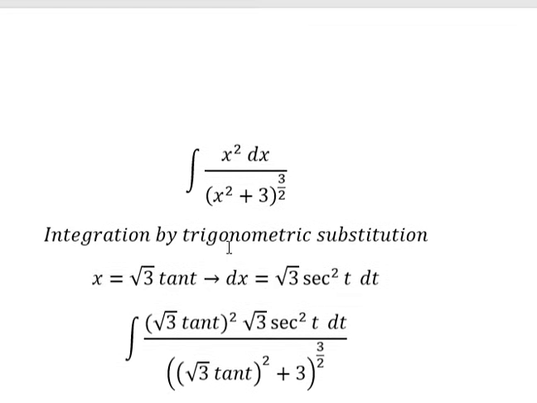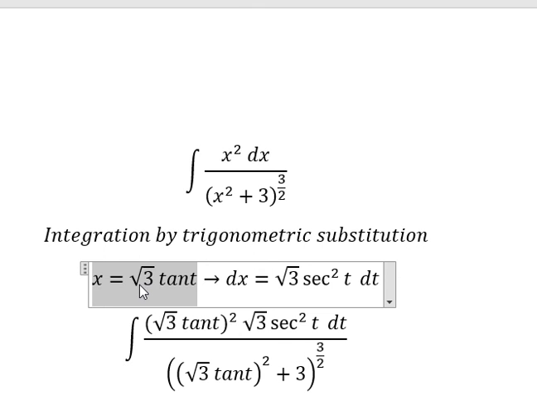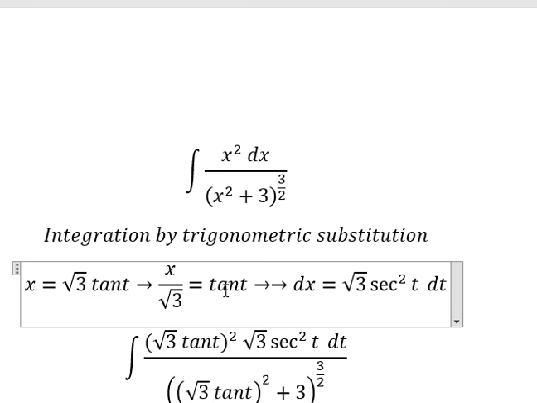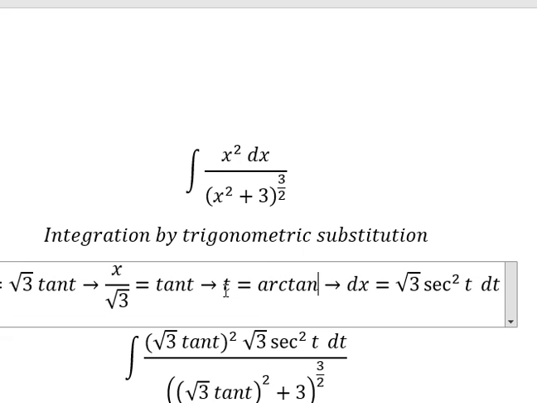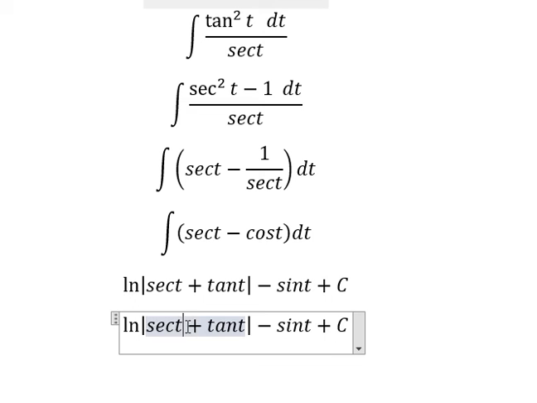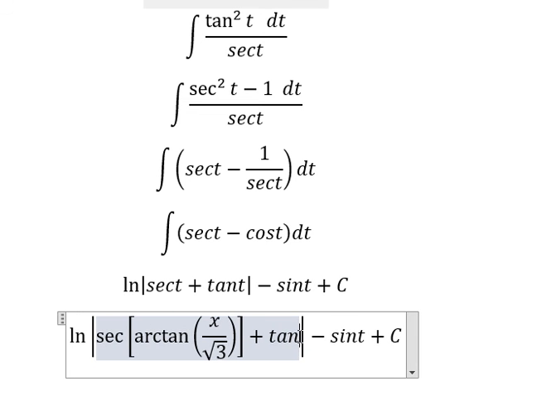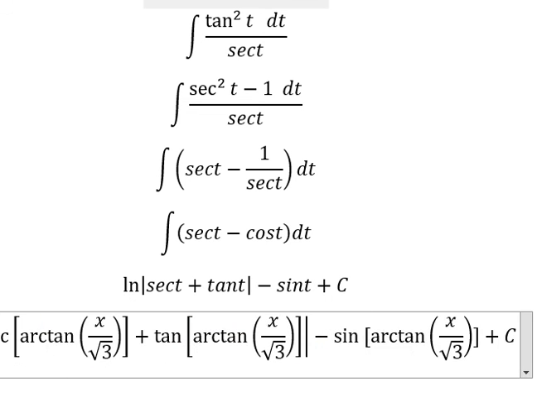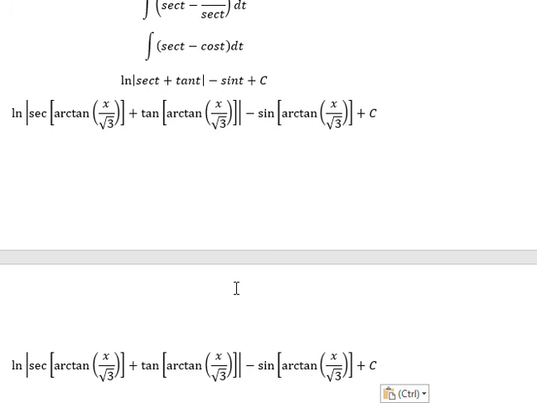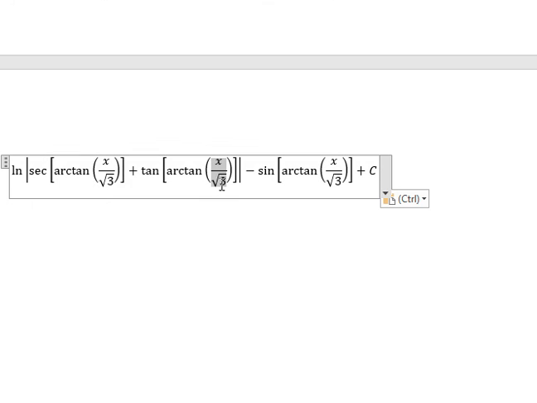About t, that is this one. So we need to divide both sides by the square root of 3. And we get t equals arctan of x over the square root of 3. And then I will substitute this one for t. We know that tan with arctan, you get this one.